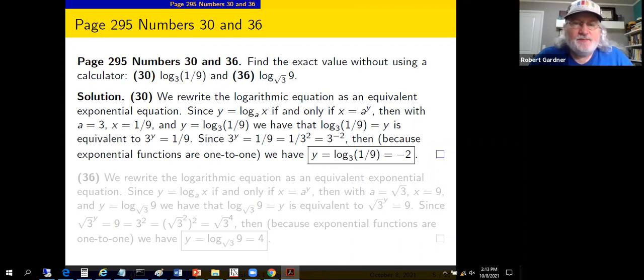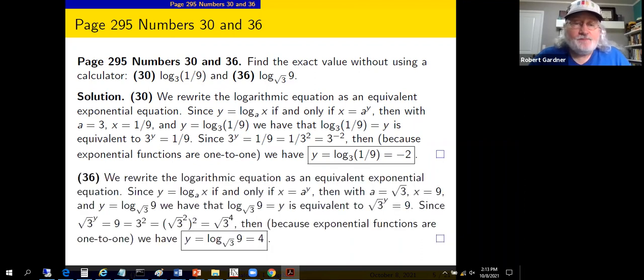Number 36, same idea. Rewrite the given log base square root of 3 of 9 as an exponential. Here, we've got the base is square root of 3. The thing inside the log function is 9. We'll set y equal to that. We don't know that value. That's the value we're looking for.